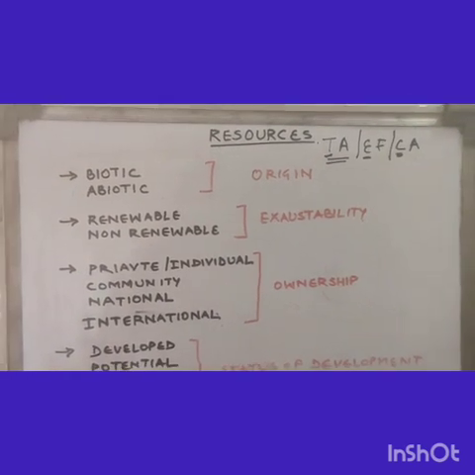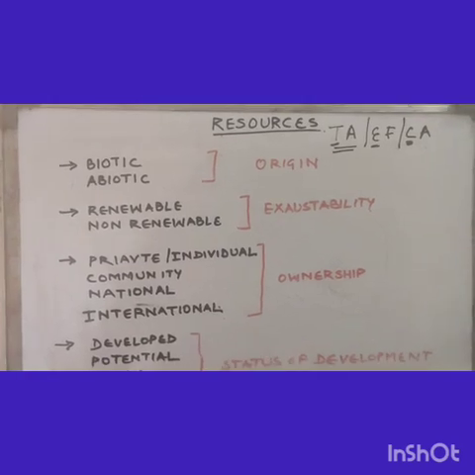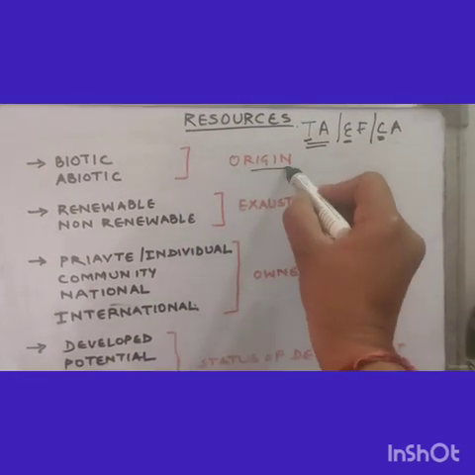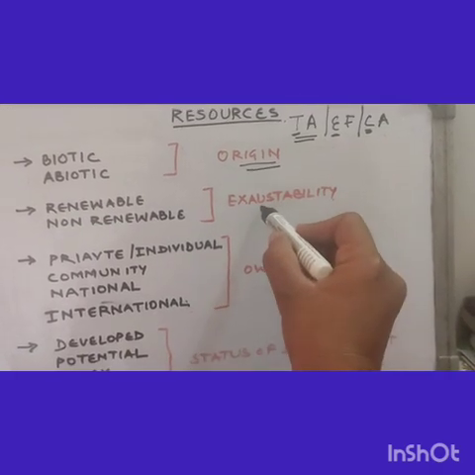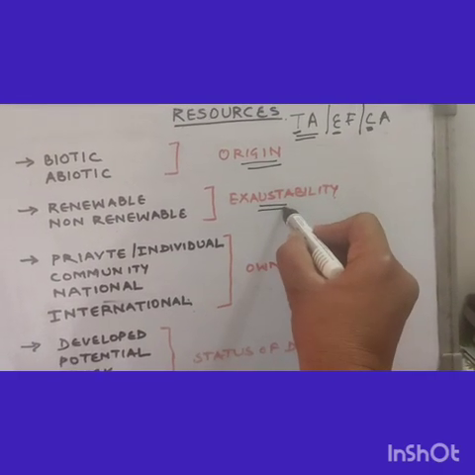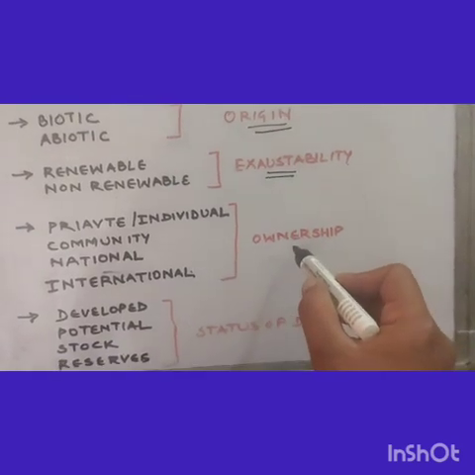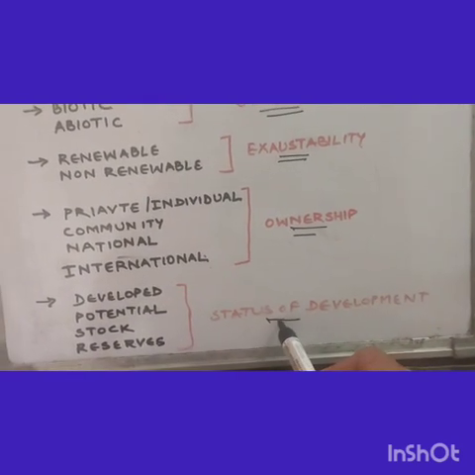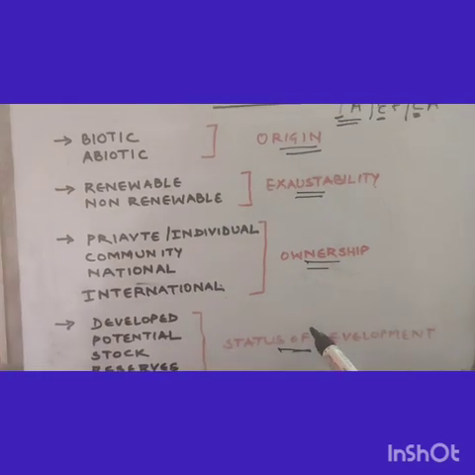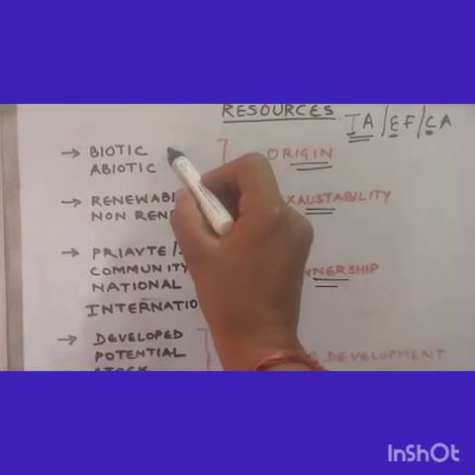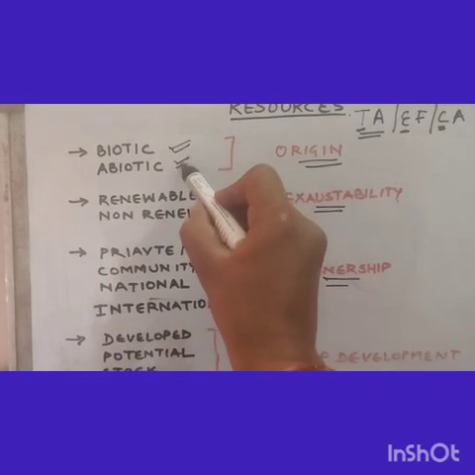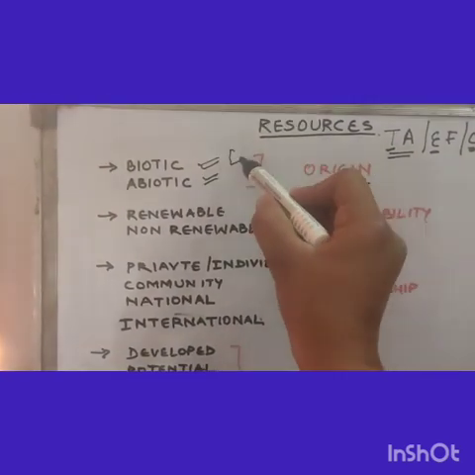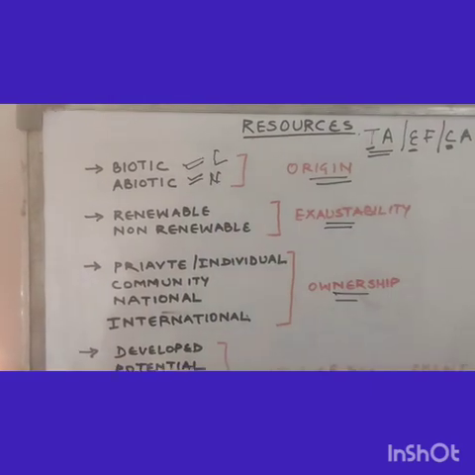Now there are various types of resources: on the basis of origin, on the basis of status of exhaustibility, ownership, and the last one is the status of development. Okay. So what is biotic? As you already read in 8th standard, biotic are living beings and abiotic are non-living beings.